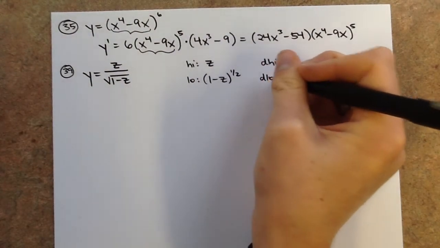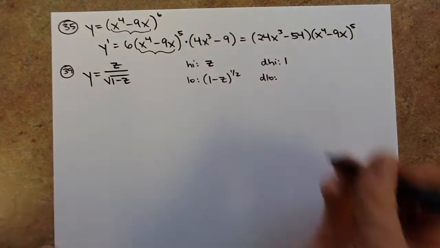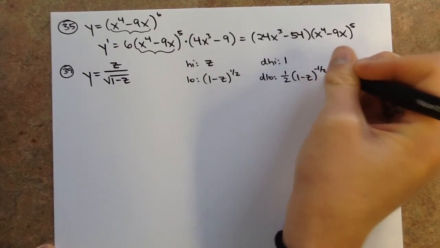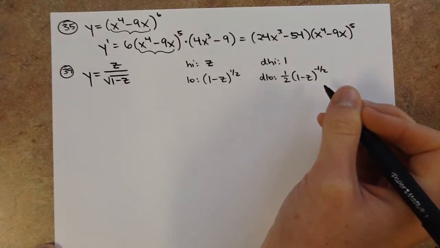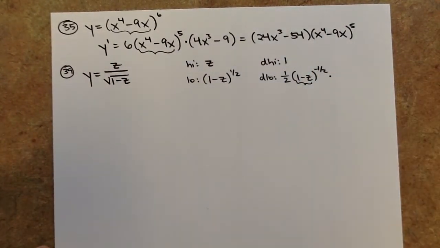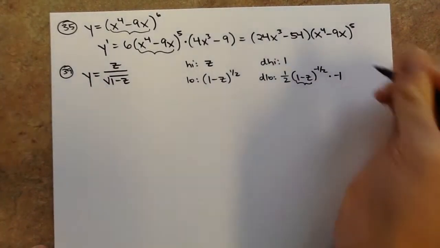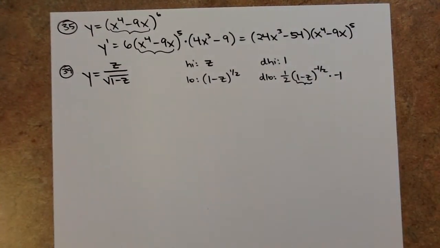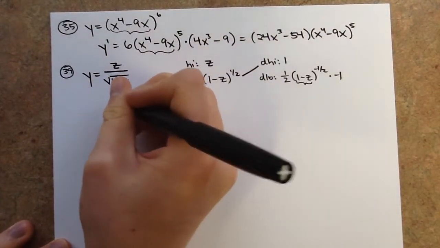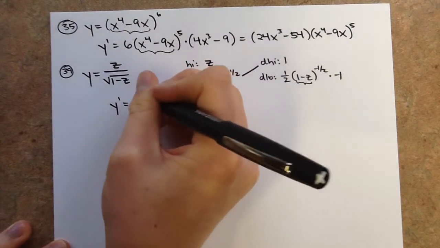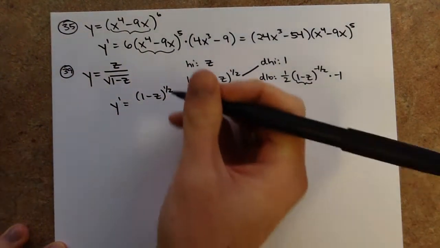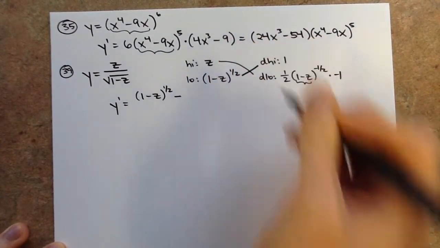For d low, we've got a little chain rule here. Power rule starts us off, the 1/2 comes out front, and then the power drops down by 1. The nested function stays in place, and then I multiply by the derivative of my nested function. So the derivative of this function here, it's linear, and its derivative is just a -1. Okay, so we've got all our pieces set up here. So we start with low d high. So just a 1 minus z to the 1/2, and then times 1, which I don't need to write, and then minus high d low.